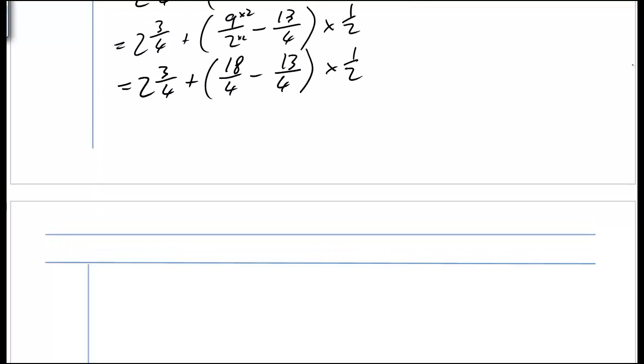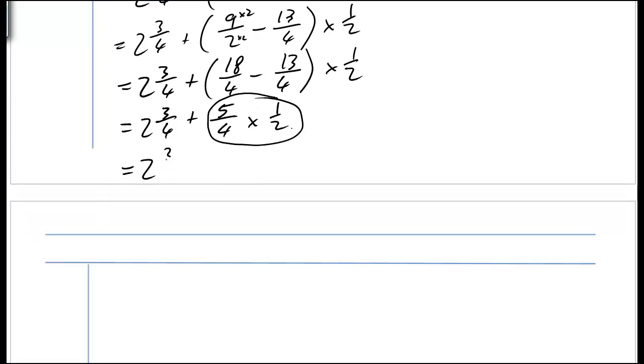Okay, now, let's keep working on those brackets and get rid of the brackets. What do we got here? 18 take 13 is 5, so it's going to be 5 over 4 is the answer for what's inside the brackets. Okay, times a half. Now, so we've done the brackets, indices, there's no indices, multiplication. So let's do this bit now.